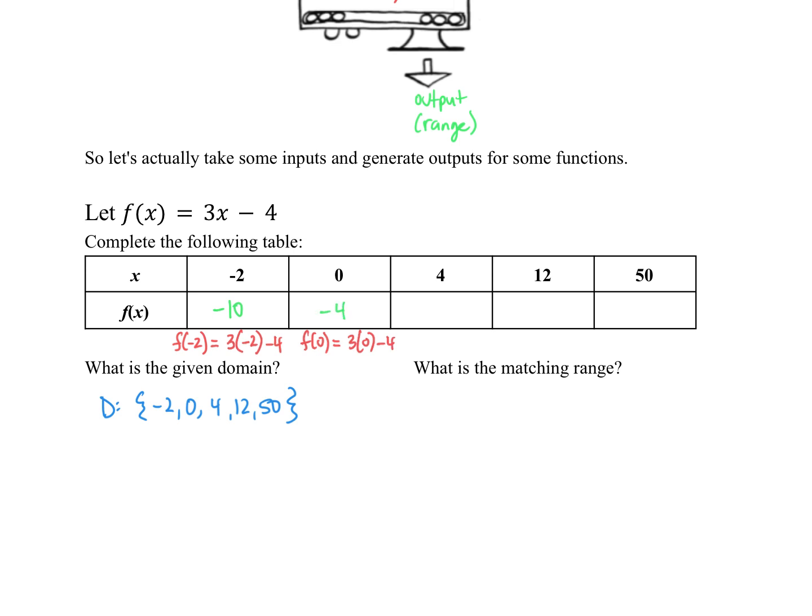And then we would continue inputting these other ones. And I can show you on the calculator how to shortcut this, but you need to understand what's happening. If I plug in 4 for x, I get 8. If I plug in 12, I get 32. If I plug in 50, I get 146. And so my range here, my output, is going to be -10, -4, 8, 32, 146.